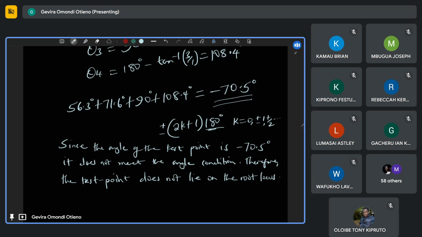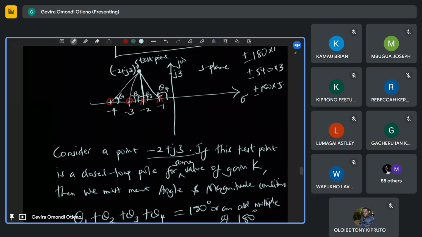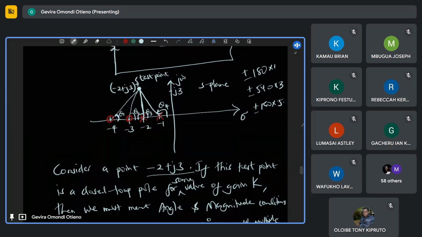Because once the point is proven not to lie on the root locus, there's no need to get the gain or to do the magnitude condition. There's no need. It's already failed. Okay? So that is very important. That is why I had asked you to try another test point using the same poles and zeros.